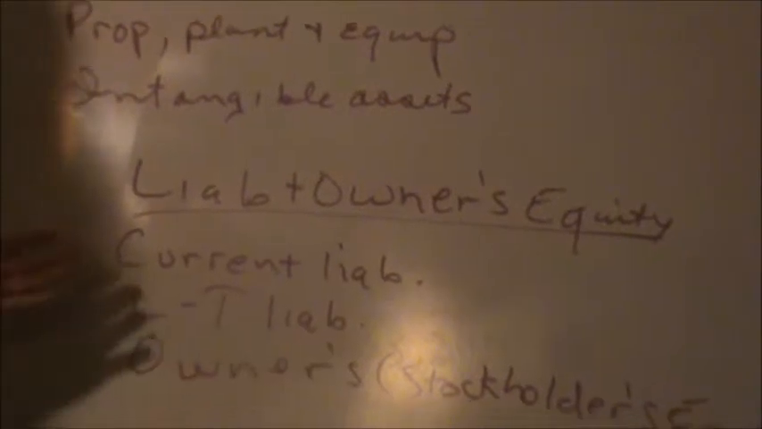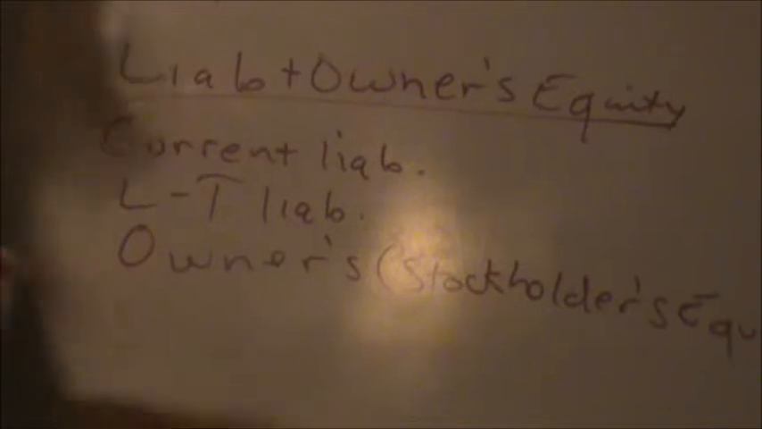Liabilities and owner's equity. Again, current liabilities. We're going to pay those within the next year or the next accounting cycle. Long-term liabilities are going to last us for over a year. That portion of our long-term liabilities that we are paying in the upcoming year or accounting cycle, that small portion will be classified as a current liability.